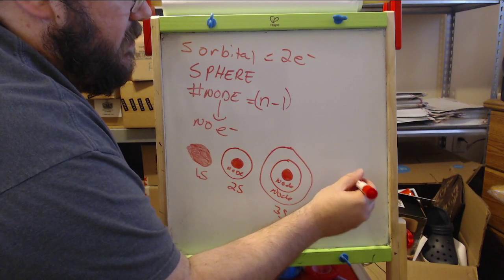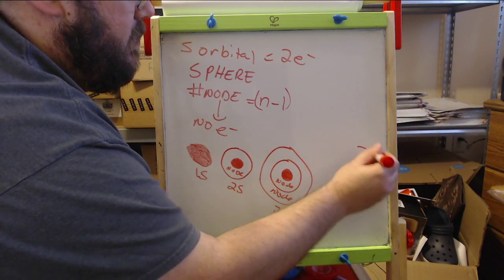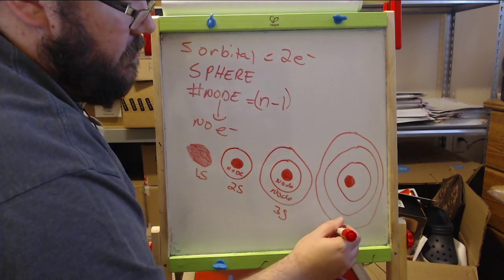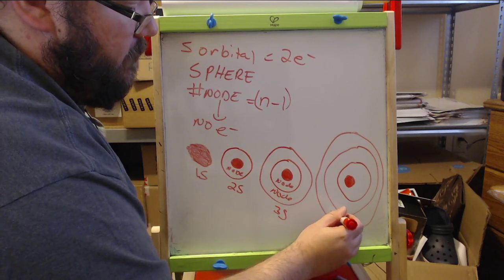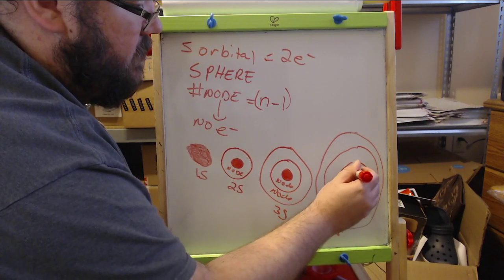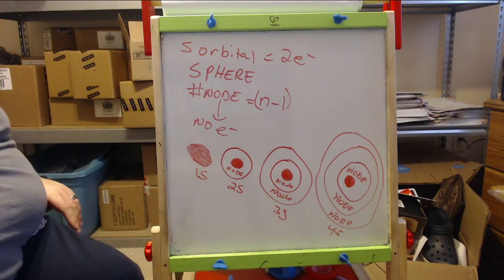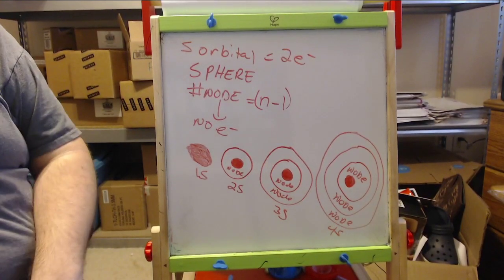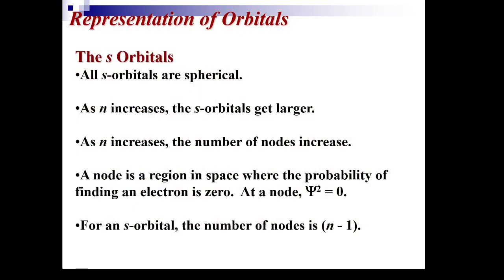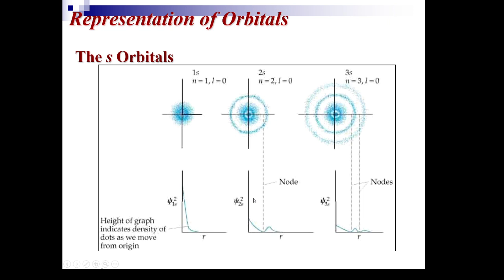This one here, we got 1, 2, and then yet another one. And this would be the 4s. 4 minus 1 is 3, so we should have 3 nodes, and we do. Node, node, and node. So our s orbitals are spherical. As they get bigger, there's more spots for electrons to be, but also more spots for electrons not to be. And this is what this slide is illustrating.